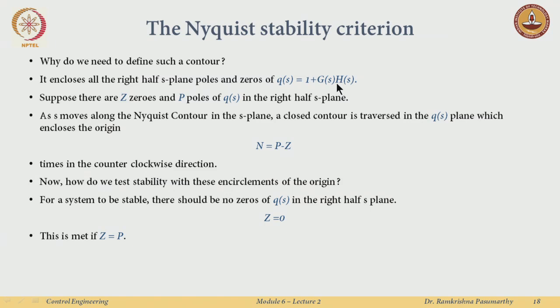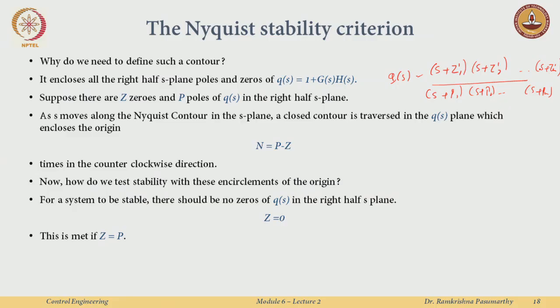Now everything will start to make sense of what we did so far. Suppose there are Z zeros and P poles of Q(s) in the right half plane. Again we will just write it out. The zeros of Q(s) were s plus Z1 prime, s plus Z2 prime, and so on until s plus Zn prime, and then you have poles s plus P1, s plus P2. These are all the open loop poles. In other words, all these Z1 prime till Zn prime are the closed loop poles.